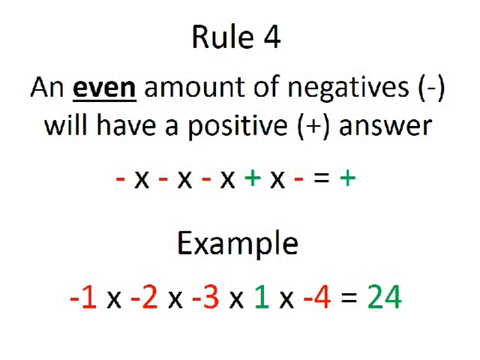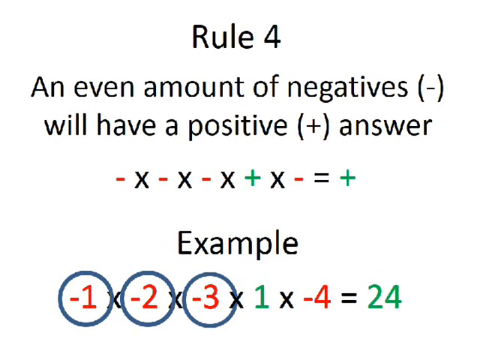Rule 4 gets kind of confusing. Any even amount of negatives will have a positive answer. For example, negative times a negative times a negative times a positive times a negative equals a positive answer. I know this gets confusing, but I'm going to start circling the numbers in a second. When you have a total amount of negatives, the first one is negative, the second is negative, the third, and we have 4 negative numbers. So 4 negative numbers is an even number: 2, 4, 6, 8, 10. Anything that ends in 0, 2, 4, 6, 8 is even, so the answer is positive. If we multiply all those together, we're going to get 24.